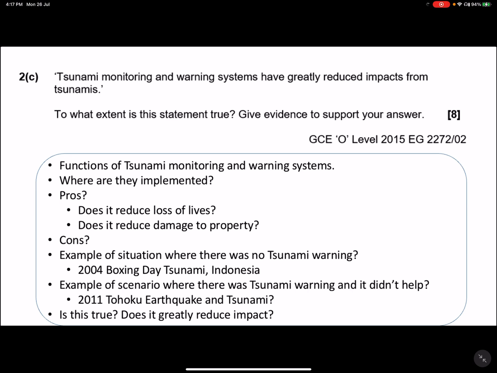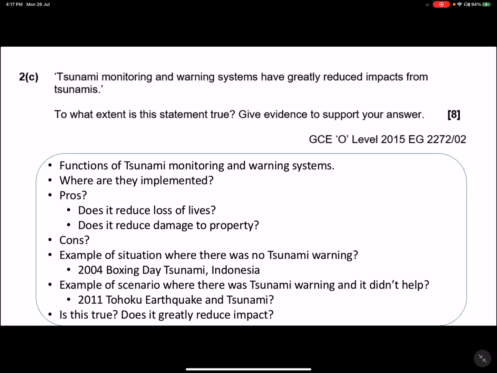Has it reduced damage to property? Does it do anything for damage to property? If not, then list that down. That is a limitation to its effectiveness. Cons, right? Are there problems with this? Are there evidences of scenarios where we have learned that it didn't help, even though there were monitoring and warning systems? So what are the key anchor examples that I can think of in terms of this particular question?